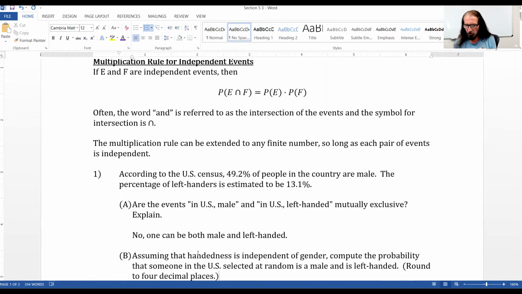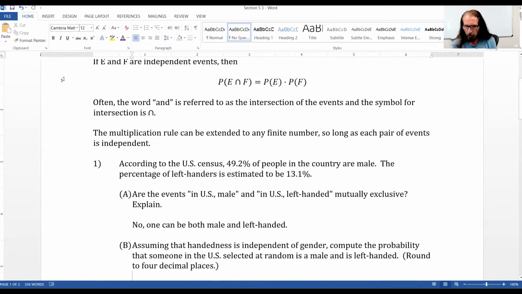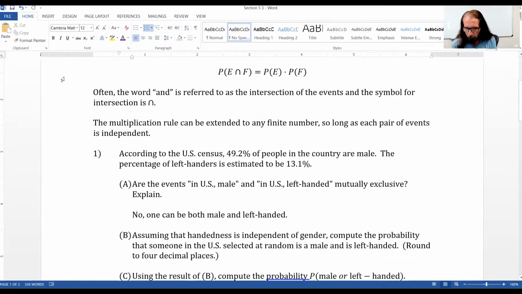So this has not proved anything, but we're trying to get you to recognize that there's a difference between the concept of mutually exclusive events versus the concept of independent events. We're not talking about the same thing, even if we may wind up using what we know about each. In some cases, they are not the same. Okay, assuming that handedness is independent of gender, compute the probability that someone in the US selected at random is male and is left-handed.